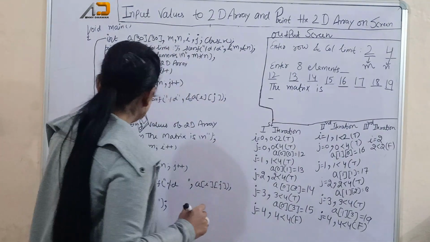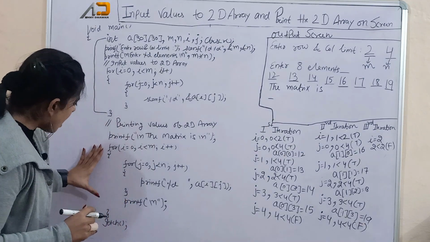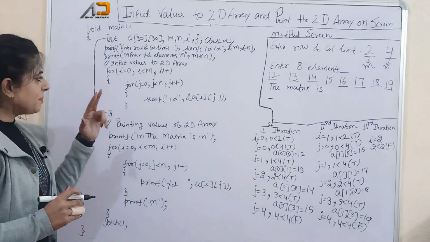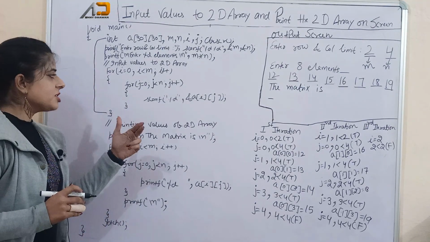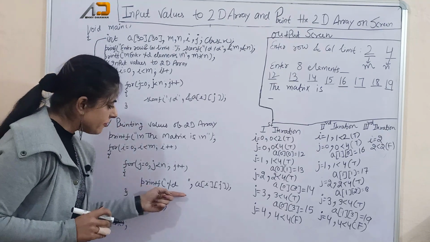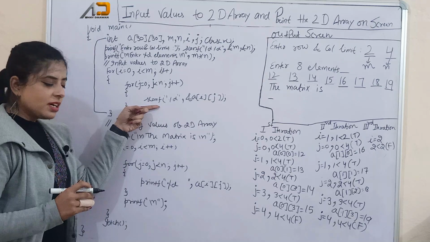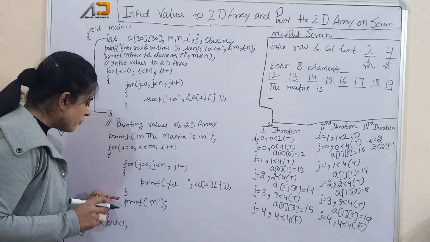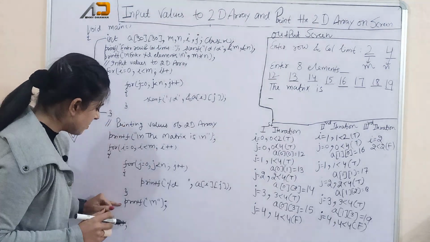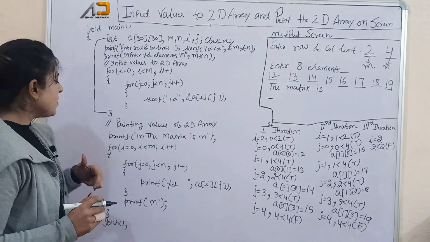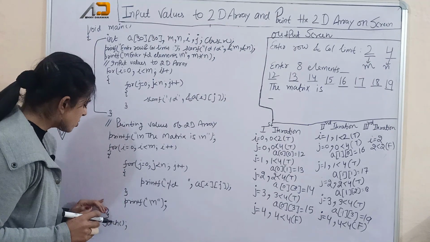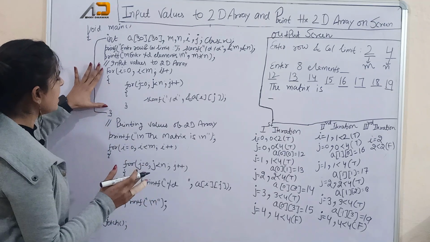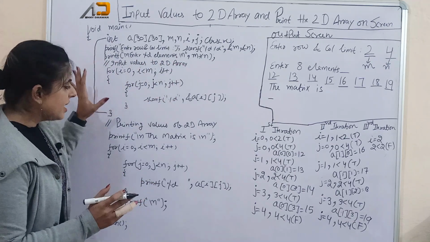Now let's observe this output code. This output code is same as that of the input code, except the two changes here. And what are the changes here? I have written printf function here instead of the scanf function, and additionally this code has one more printf function here. Now let's dry run this code. The procedure will remain same that I explained in the input values to 2D array.